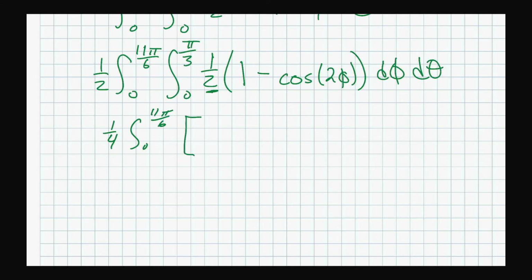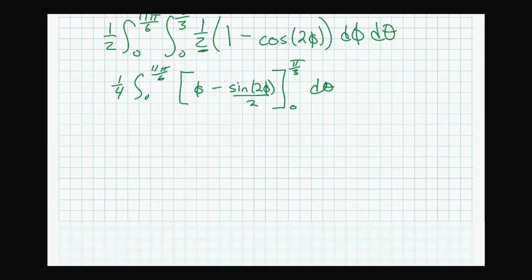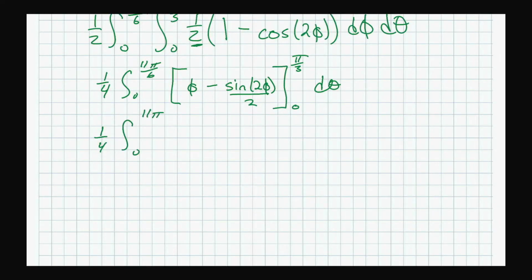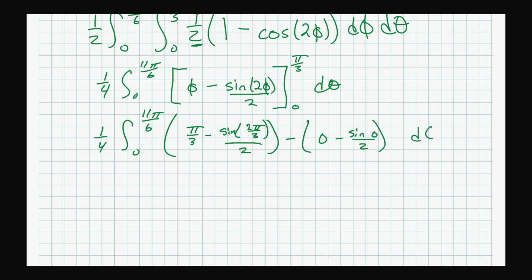Let's actually integrate. What I did here was take out the 1/2, so that 1/2 is gone. We're just integrating 1 minus cosine 2 phi. The antiderivative of 1 d phi is phi, and the antiderivative of cosine 2 phi is sine 2 phi over 2. Then this is 0 to pi over 3, with a d theta and 1/4 on the outside. Still, we have to plug in pi over 3. So we have pi over 3 minus sine 2 pi over 3 over 2, minus 0 minus sine 0 over 2, d theta.